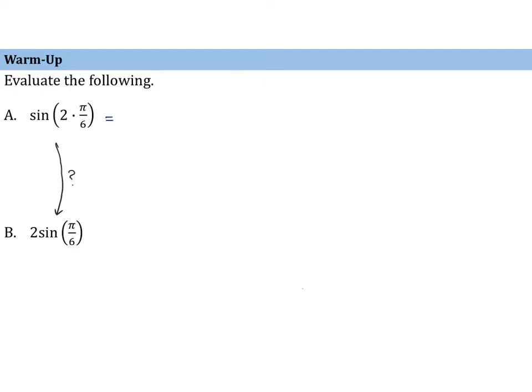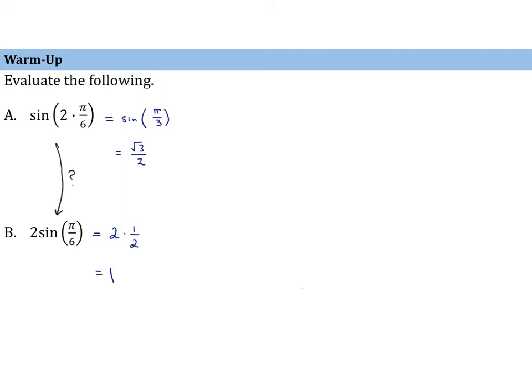We know that the sine of 2 times pi over 6 is the same thing as sine of, and 2 times pi over 6 is pi over 3. And the sine of pi over 3 is square root of 3 over 2. Now if we look in part B, we know that the sine of pi over 6 is 1/2. So we have 2 times 1/2, which is 1.